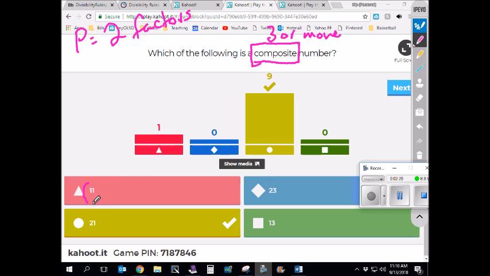So when we look at the number 11, that is prime because it can only be divided by 11 or by 1. 23 is the same way. It's prime. Okay, 13 is prime. The only one that's composite up there is 21 because it can be divided by 1 and 21, but what else can it be divided by? Yep. Gibbs? 3 and 7. 3 and 7, right? So that's why it's composite. It has more than 2 factors.